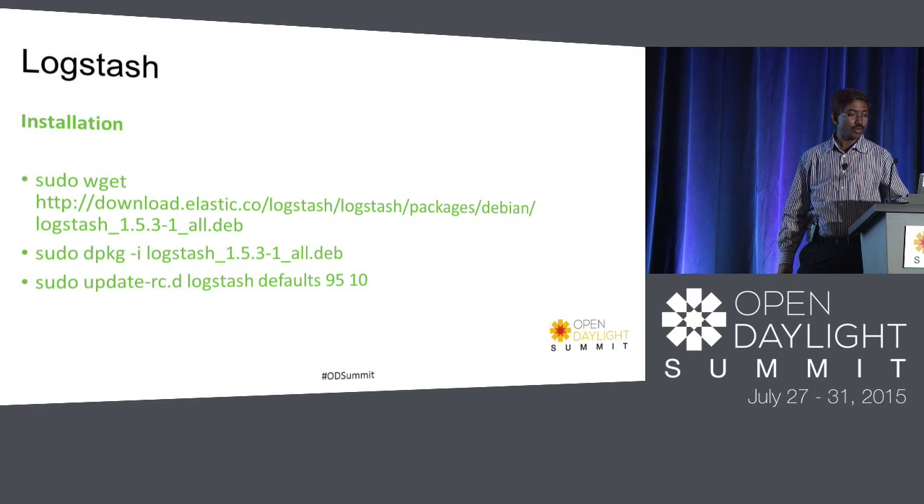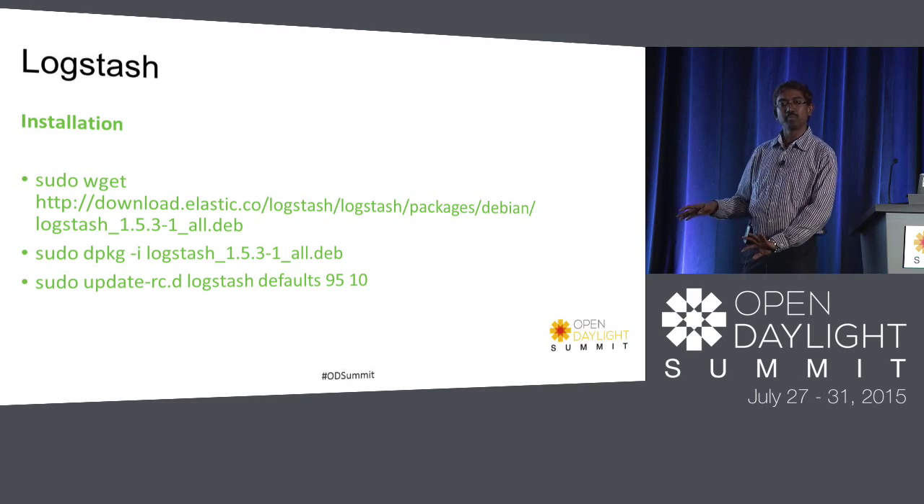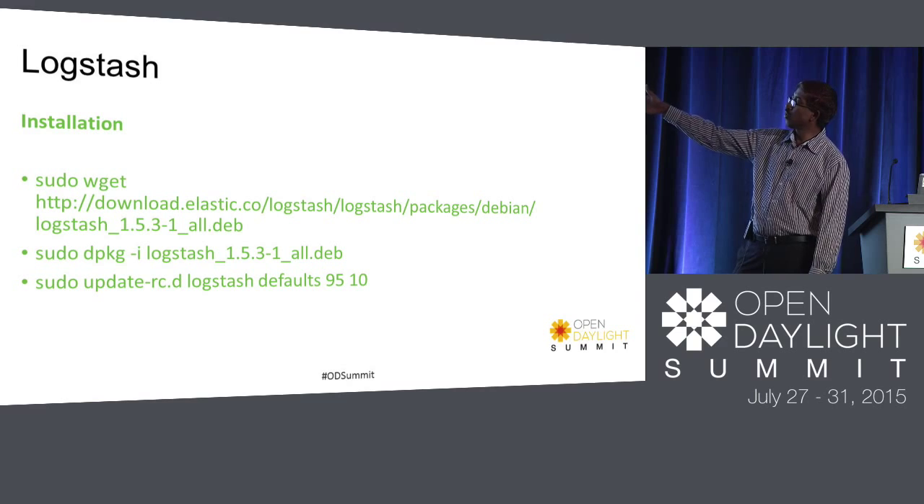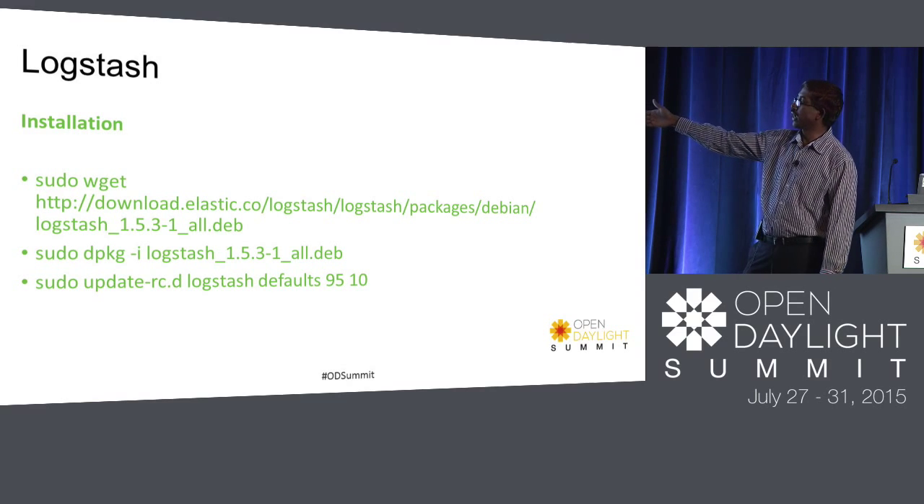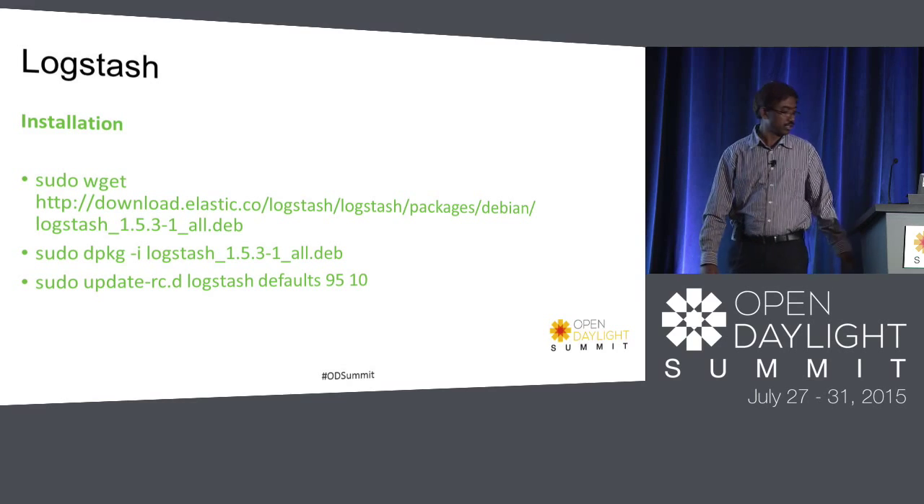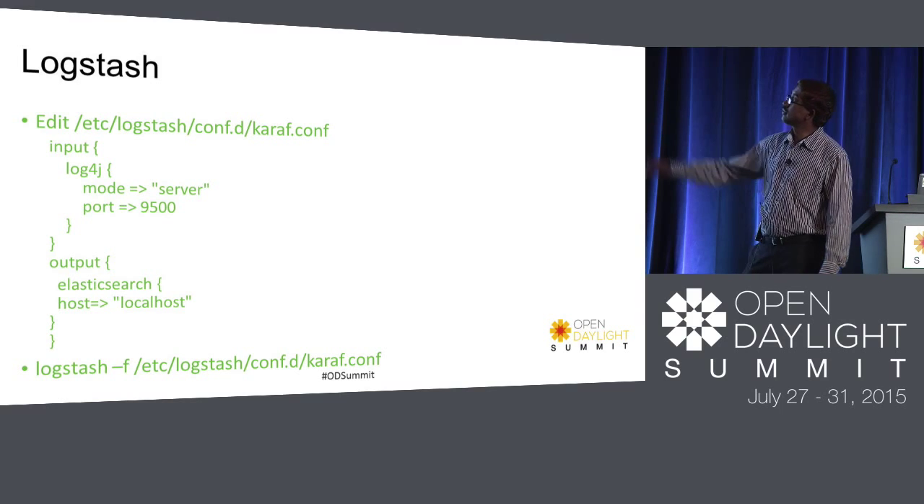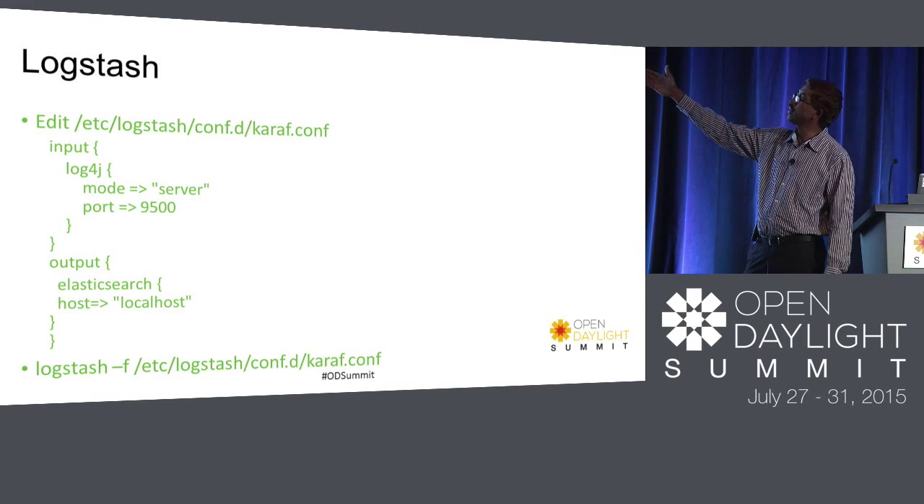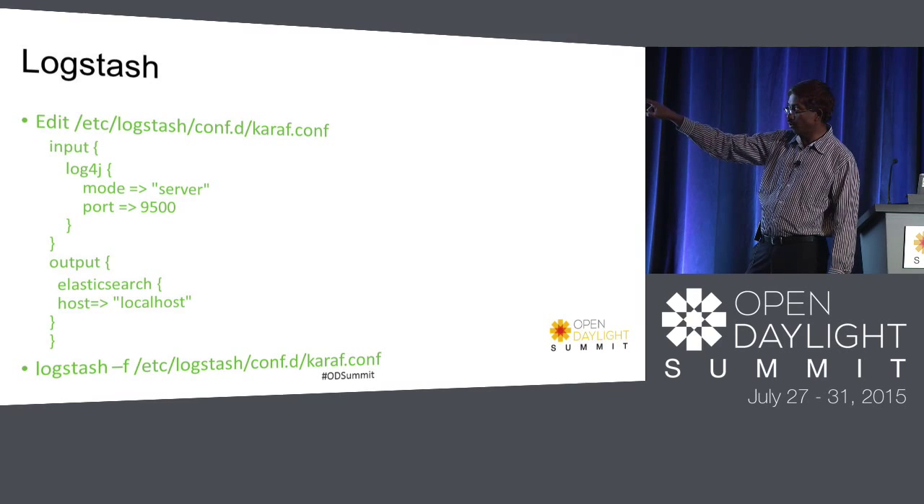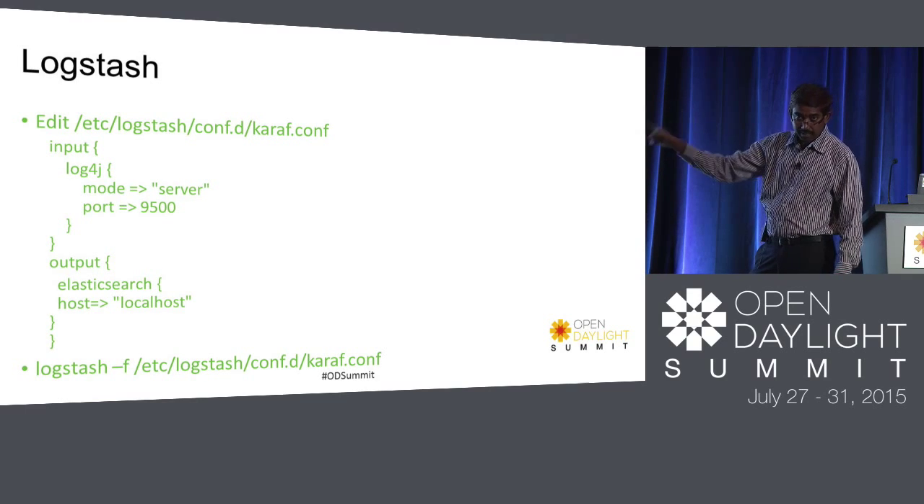And then from a Logstash perspective, you can just spend 10 or 15 minutes and get it done, right? Just download it, install that particular package, and then start the Logstash daemon. In Logstash, you just edit the karaf.conf and add this particular input. The input, as I said, is a transformation, right? The input is log4j, the mode is server, and the port is 9500. I'm not doing any transformation, I'm just outputting it, and my output is Elasticsearch, the host is localhost, and then I start my Logstash.